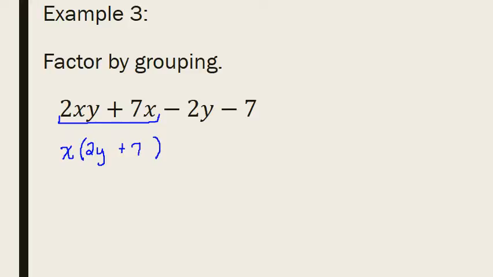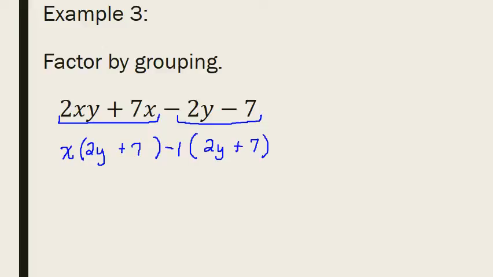Now let's look at the last 2 terms right here and understand that that's a negative 2y there. And let's look here. Is there anything in common here? Well, negative 2 and negative 7, they don't have anything in common. Y and y, just y, that doesn't have anything in common with the other one. So the only thing we can pull out here is a negative 1. And if I pull out a negative 1, then divide each term by negative 1, that gives me 2y, and then plus 7.